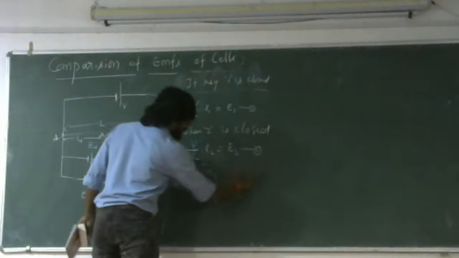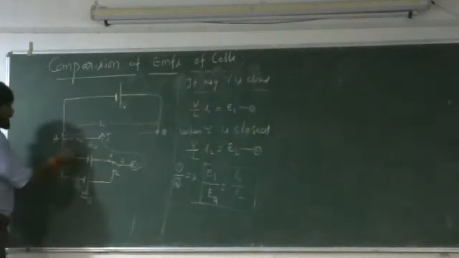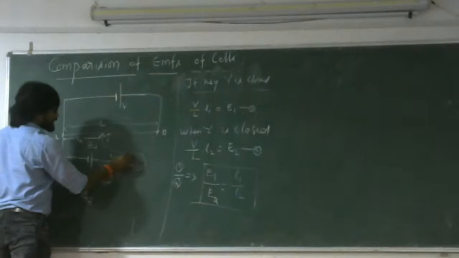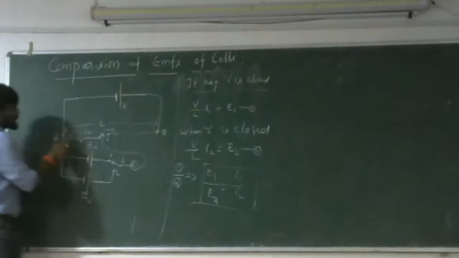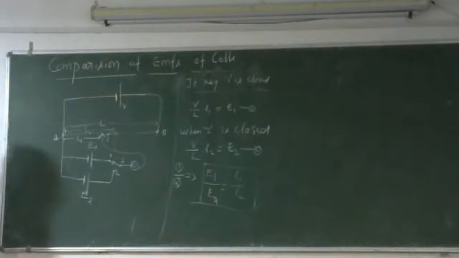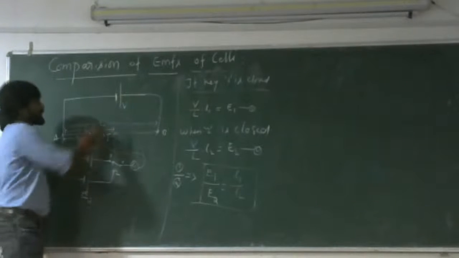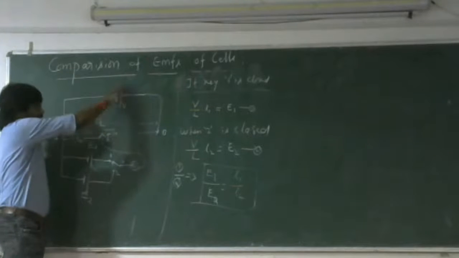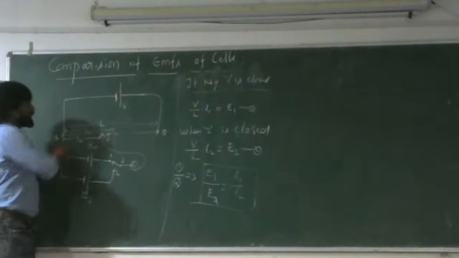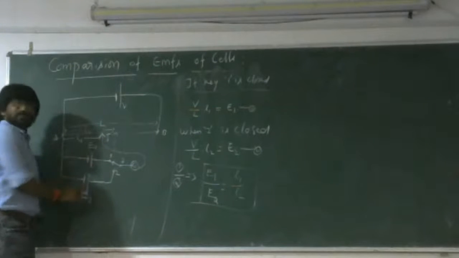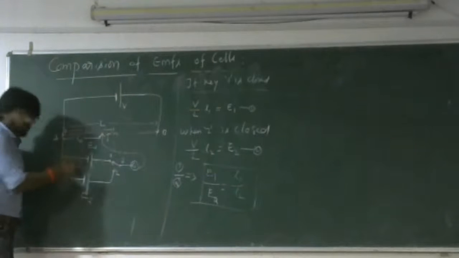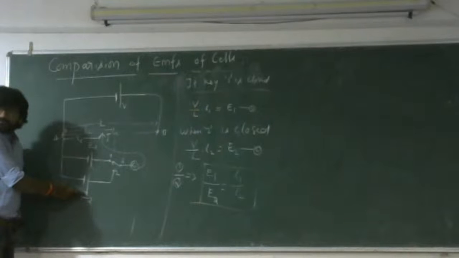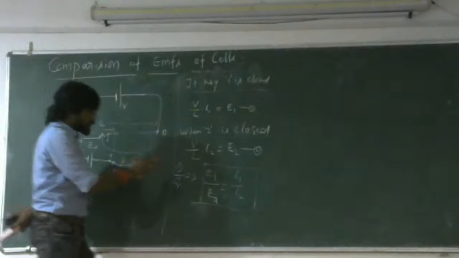So in the first case the balancing length is L1, and in the second case the balancing length is L2. By knowing these balancing lengths for this circuit having the potential V and total length L, these EMFs can be compared by using this relation. Even out of these two, if one EMF is known, another EMF can be calculated. So if E1 is known, E2 can be calculated.